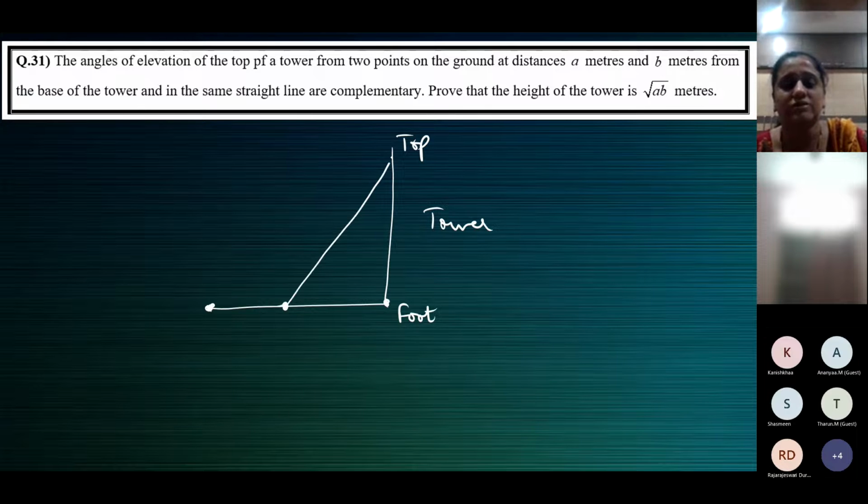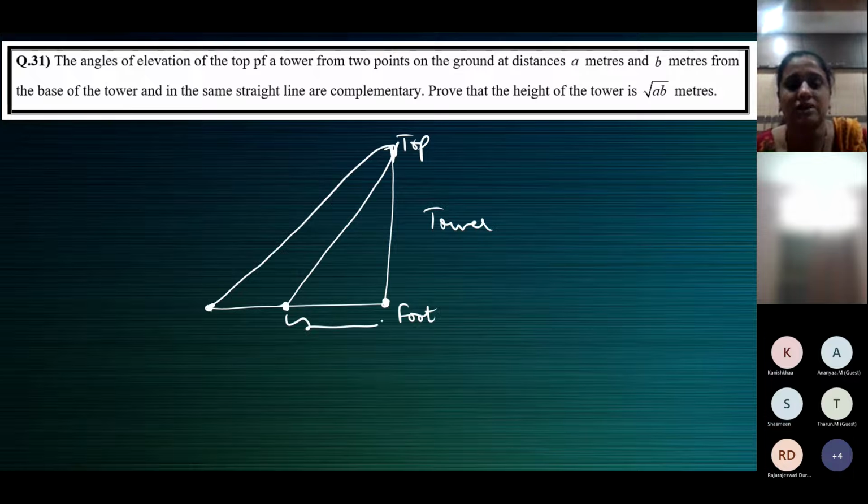So this is the line of sight. And this is the other line of sight. Now the distance A and B. This is the foot of the tower. This is 1 point. The distance is A. This is the foot of the tower. This is the other point. The distance is B.